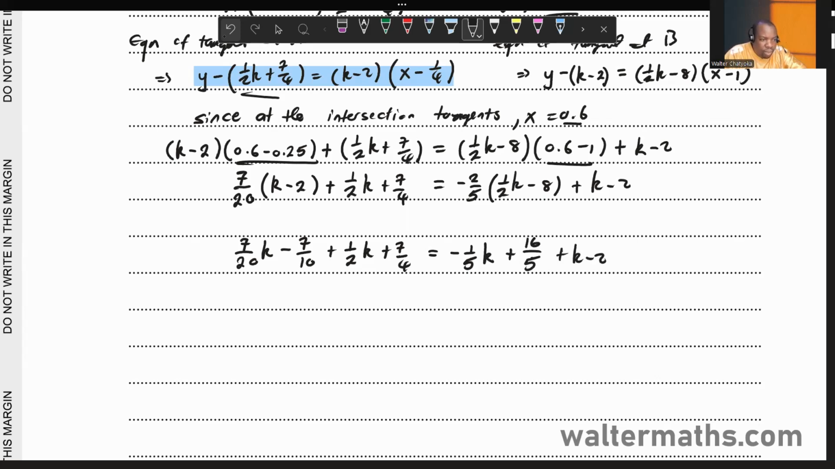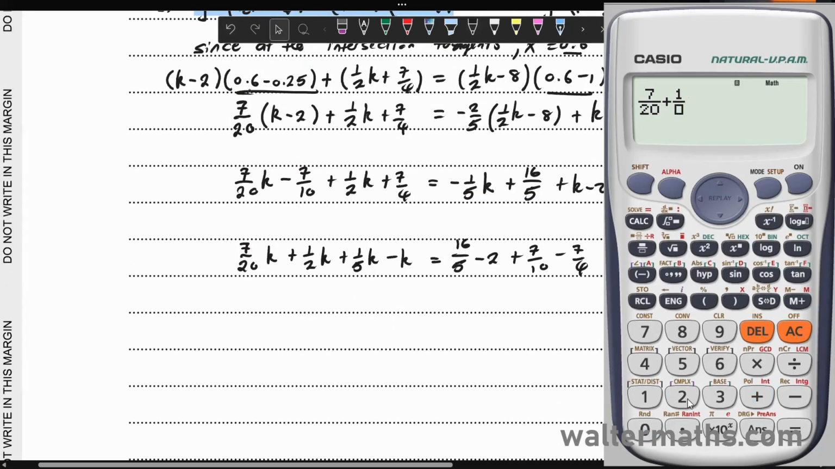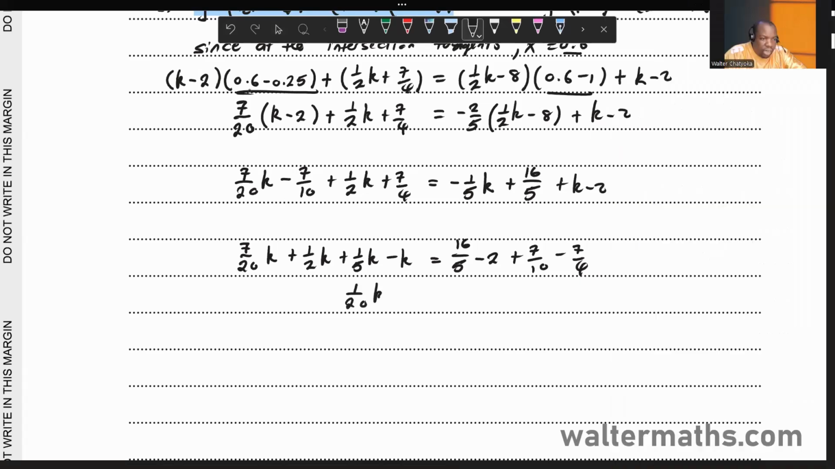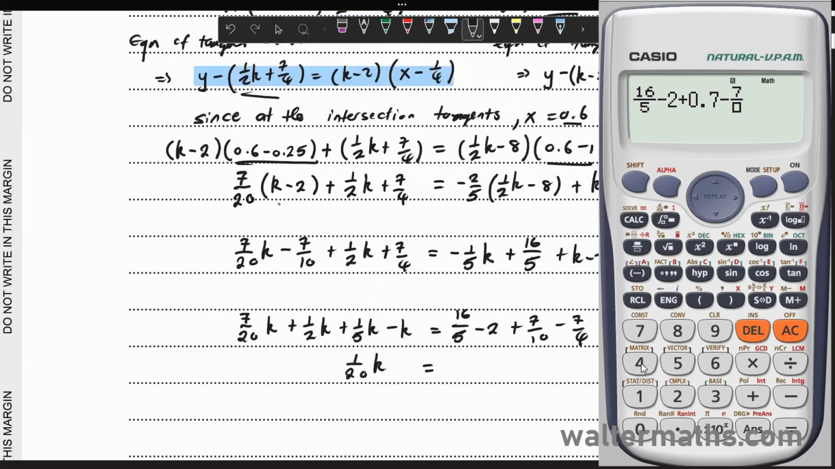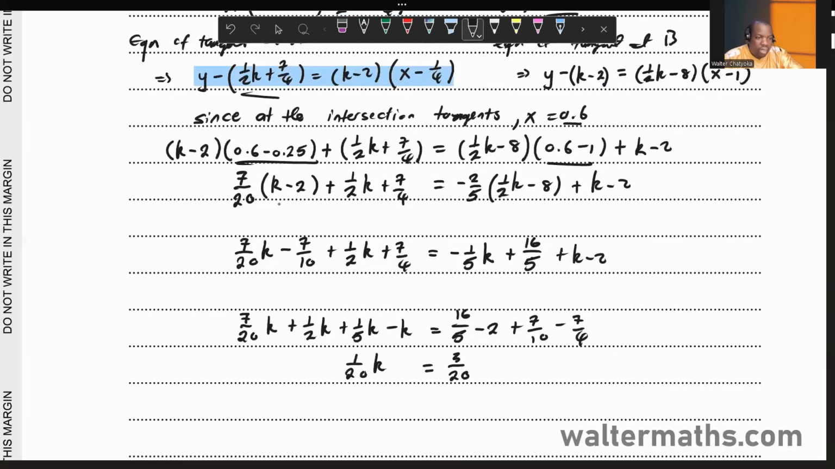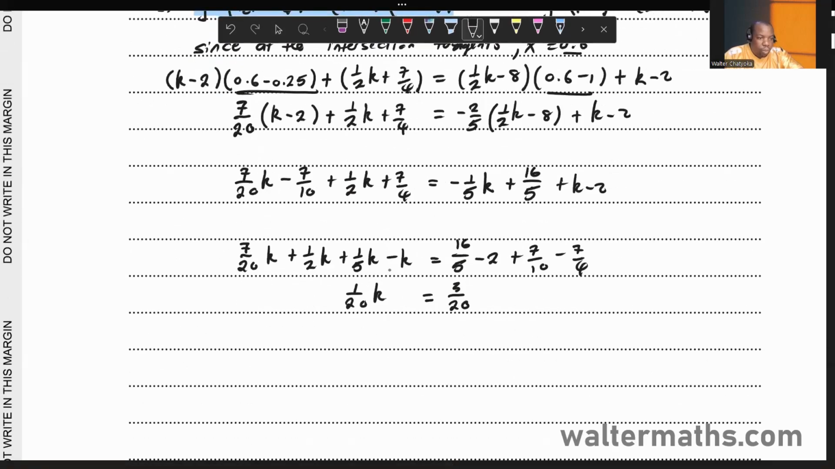Rearranging, we'll have 7 over 20 of k plus half k plus a fifth of k minus k equals the numbers 16 over 5 minus 2 plus 7 over 10 minus 7 over 4. Okay, so simplifying the left-hand side, we get 1 over 20 of k, and on the right side, we get 3 over 20. All right, so if we multiply both sides by 20, we get k to be 3. So that's the answer right here. And that's how we do it. And that does it for this paper.